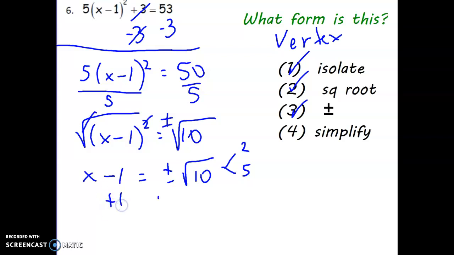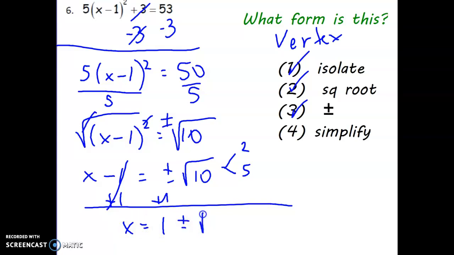But I can add 1 to both sides to get x by itself. So I'm going to get x equals 1 plus or minus the square root of 10. I can't put those together just like before because one of them is in a square root, one of them is not in a square root. So that is as simple as my answer can get. And I do, in fact, have 2 answers. I just want to make sure y'all recognize this. 1 plus the square root of 10 is one answer, and 1 minus the square root of 10 is the other answer. So this one has 2 solutions, just like the others.